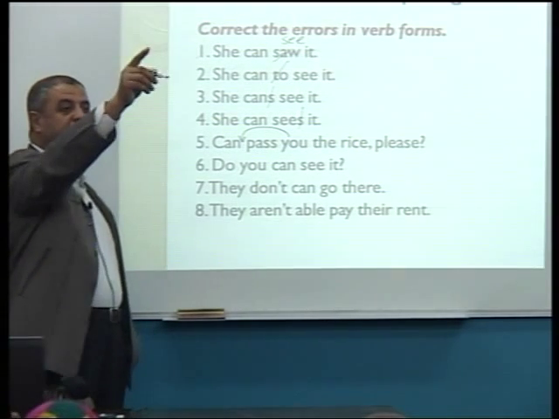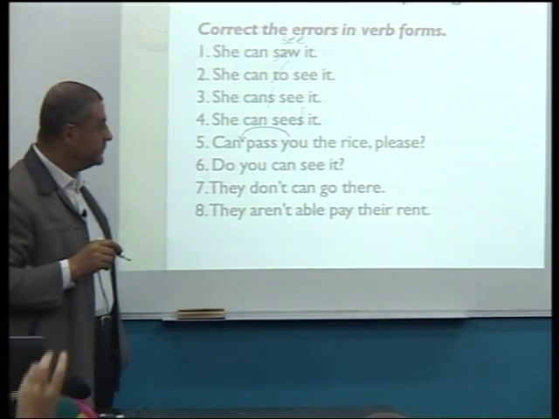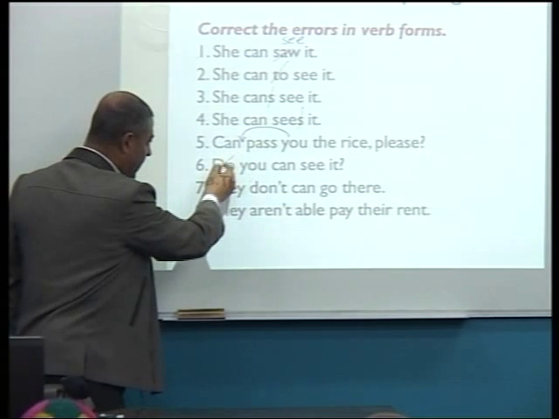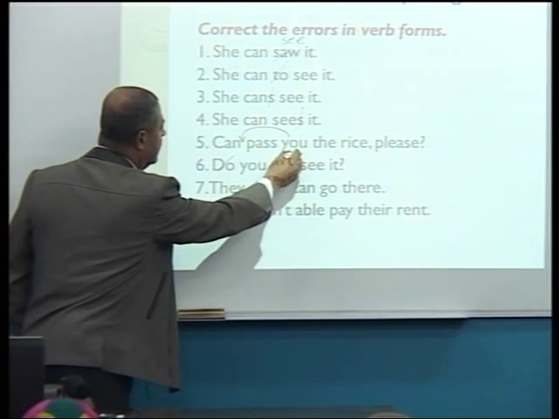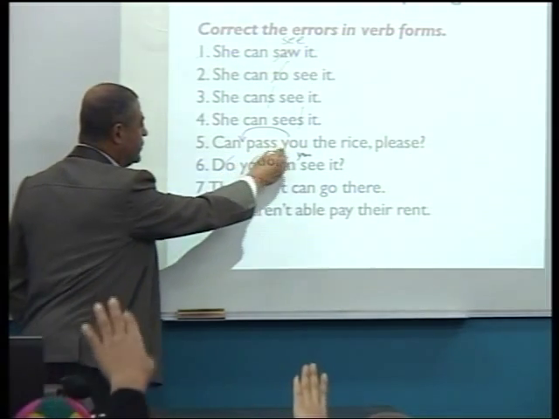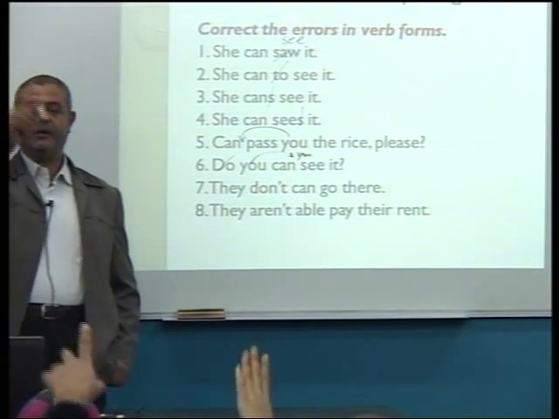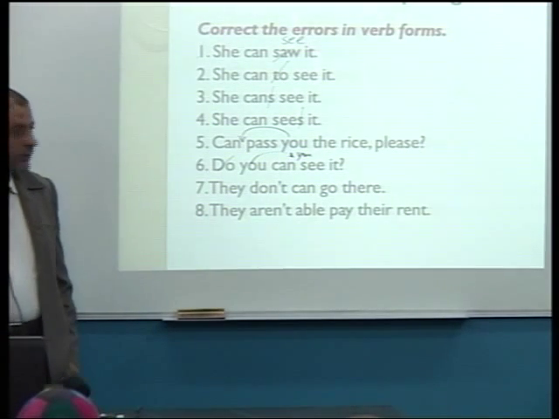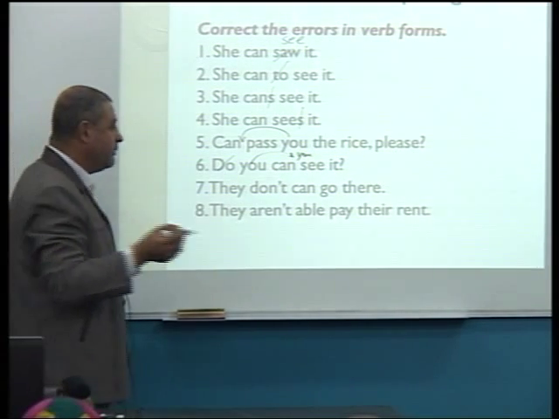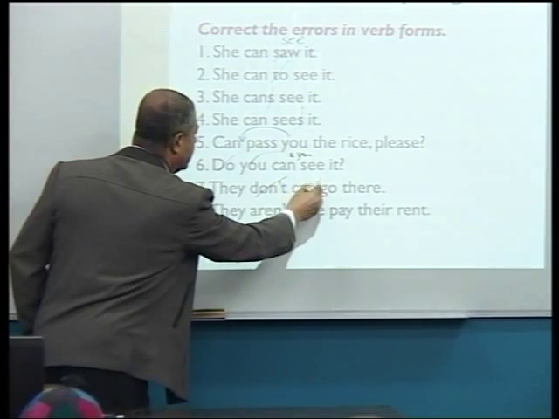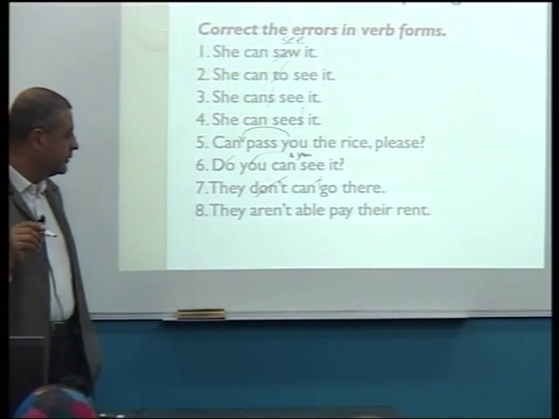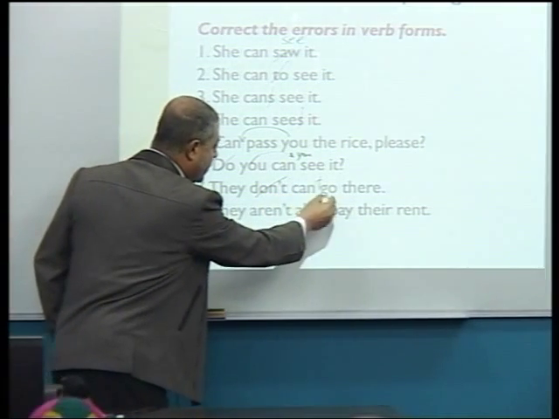Good. Yes, please. Do you can see it? Can you see it? Okay. So we say, can you see it? Thank you. Good. Again. They can't go there. So again. They can't go there. Thank you. Good. Yes, please. They aren't able to pay. To pay. Thank you very much.